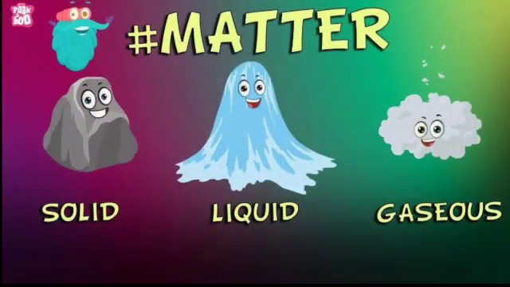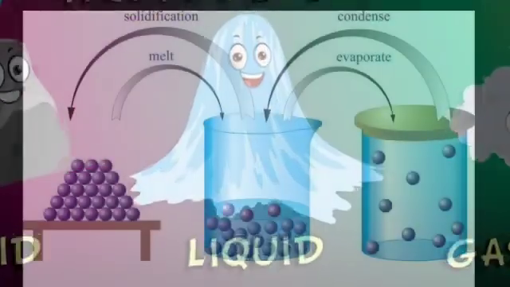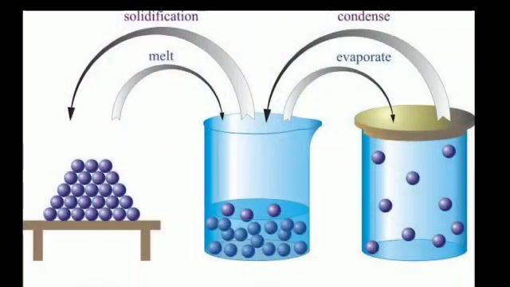So coming on to liquids, liquids have a fixed volume but do not have a fixed shape because they take the shape of the container in which they are poured. And gases do not have a fixed volume or a fixed shape. And on heating and cooling, matter can change from one state to another. For example, a solid can change into liquid, a liquid into gas, and gas back to liquid, and liquid back to solid. So all these changes can happen when we heat or cool it.